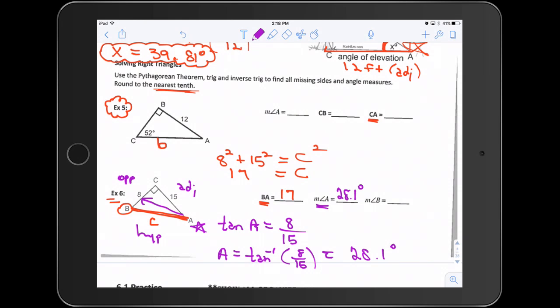Now to find angle B, we could set up a whole other ratio if we want, but why? You know the triangle is 180 degrees and one of those three angles is 90 degrees, so angle B is going to equal 90 minus the 28.1, or you can go 180 minus 90 minus 28.1 degrees, and you will get an angle measure of 61.9 degrees. So that is an example of how you find all the missing pieces of a right triangle.